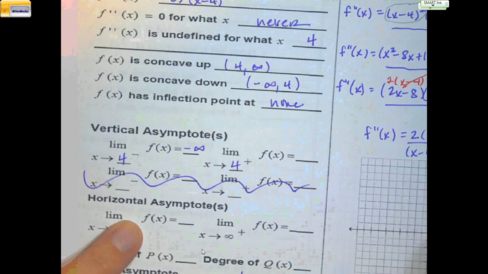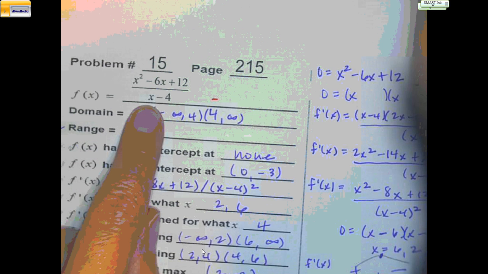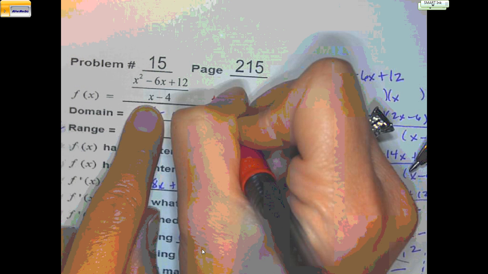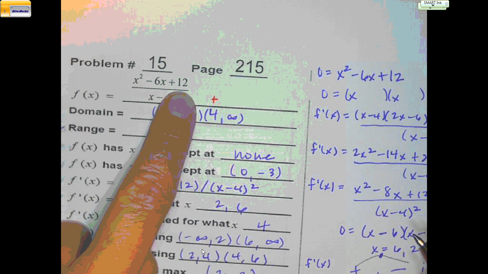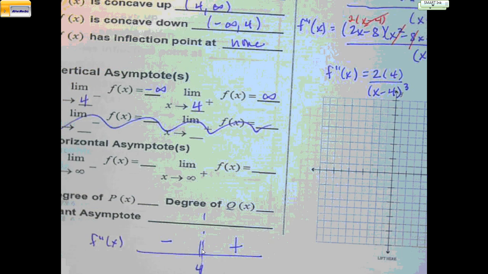If we have 4.001, that bottom is now a positive, and the top part, positive? Yes. So we wind up with positive infinity. Do we have any horizontal asymptotes?